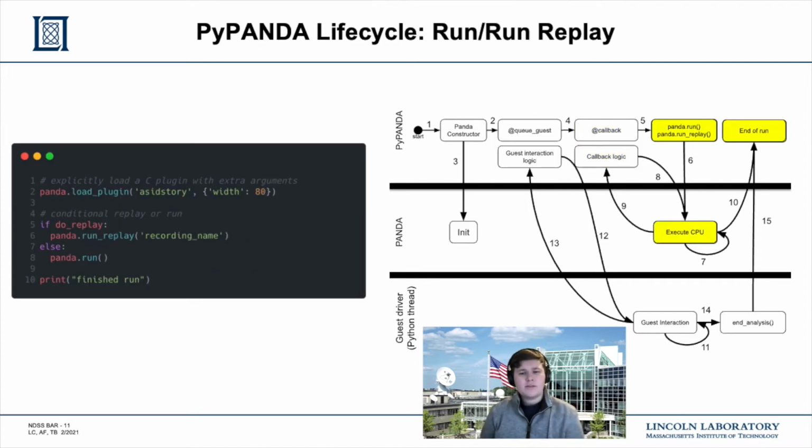All we need to do now to complete our lifecycle is start up our execution. We can load any C plugins we'd like to run at the same time. In this case, that's asidstory with custom arguments. We can then either run the guest normally or run a previously made recording. When our guest finishes execution, the thread returns to Python and runs on line 10.